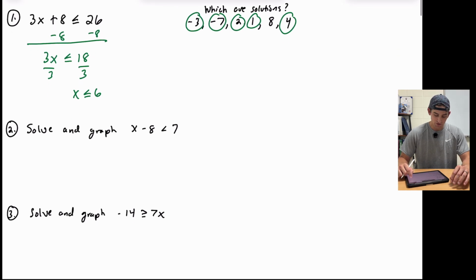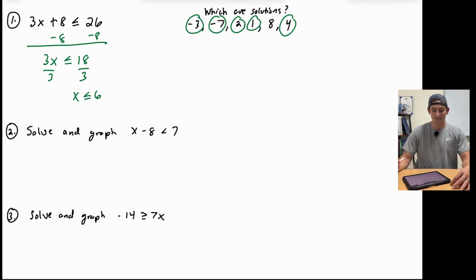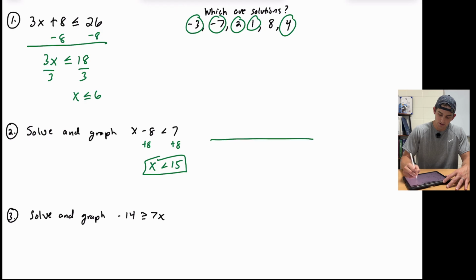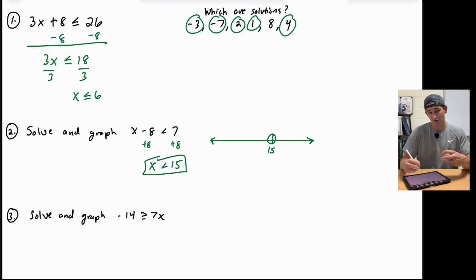Okay. Number 2 says solve and graph x minus 8 is less than 7. So to solve it, we just want to add 8 to both sides, and we end up with x is less than 15. So if we make our number line here, for ease of the video here, I'm just going to put 15 on my number line, and I'm going to put an open circle because it is less than, not less than or equal to. So we're not including 15 in the solution set here. And we would shade to the left because those values are less than 15.